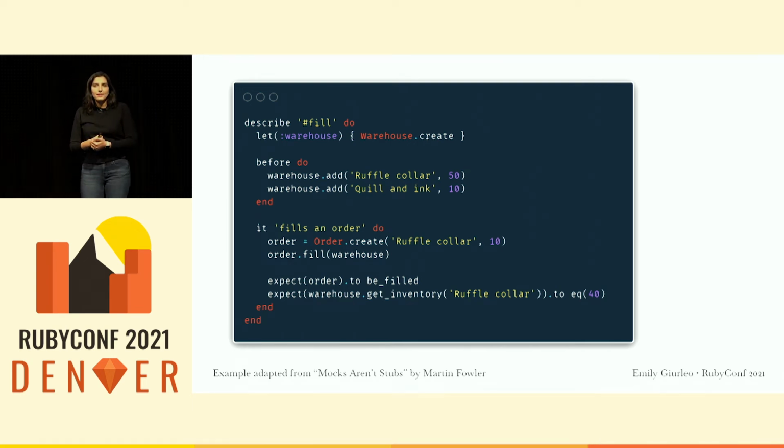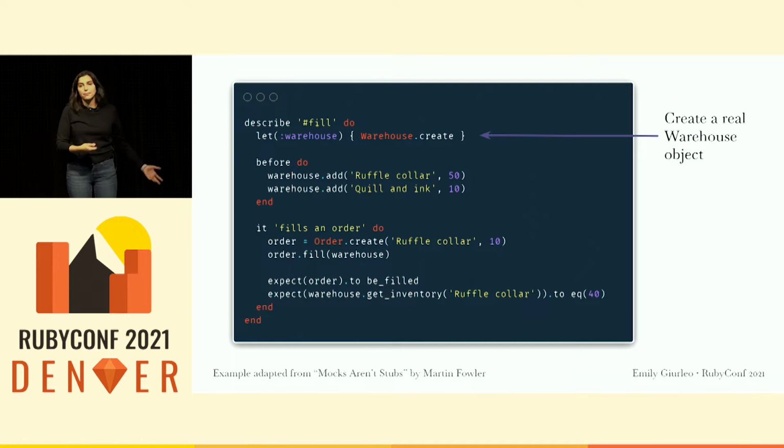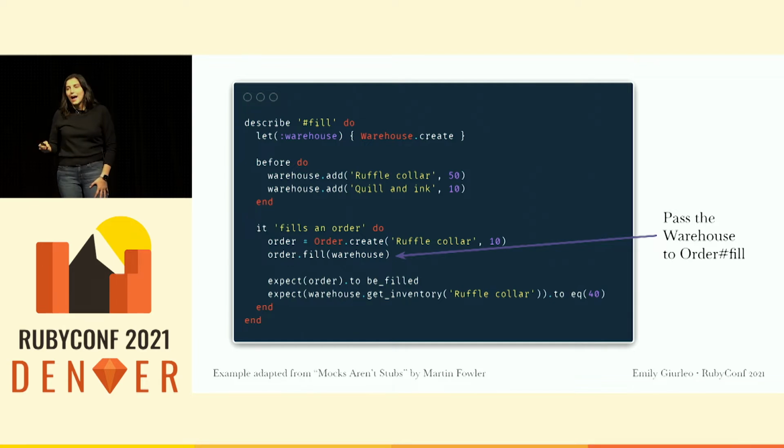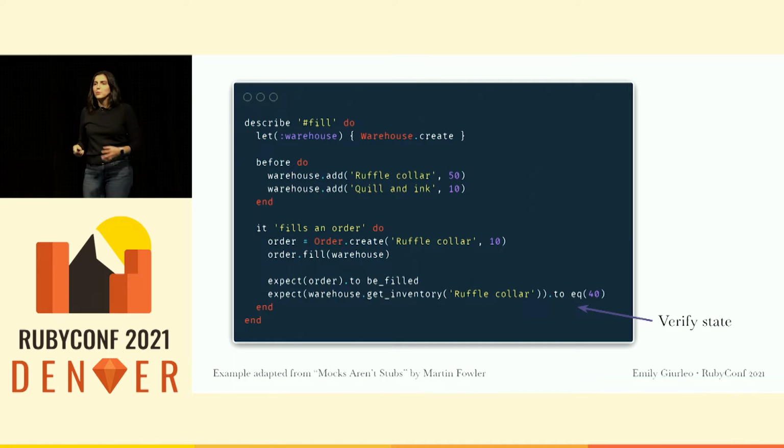If we were going to test the fill method using a classical approach, we might do something like this. So we could create a real warehouse object, and we could add some inventory to it, say ruffle collars and quills and ink, which are, of course, 16th century staples. Then we can pass that warehouse object to the order fill method. And finally, we can verify the internal state of the warehouse at the end of the test. We can check that it has 10 fewer ruffle collars at the end than it did at the beginning.